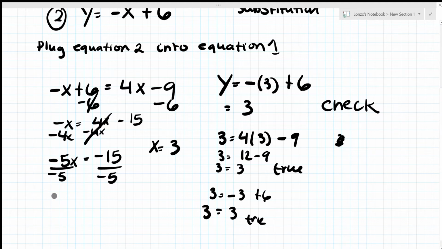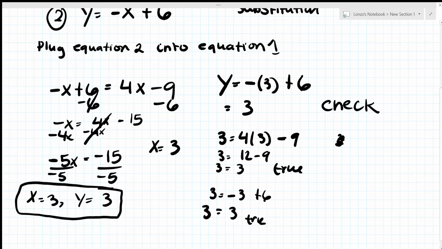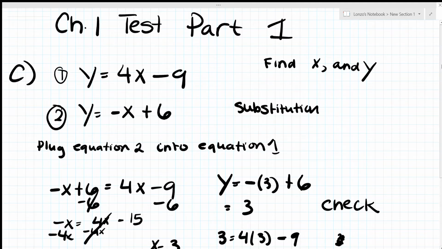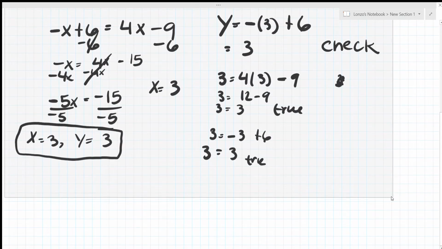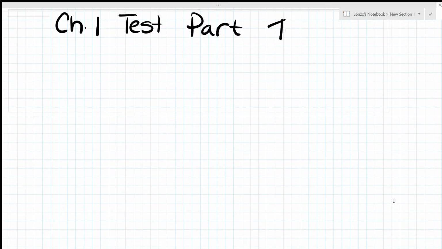So we can say that x equals 3, and then y equals 3. That is my final answer. Yeah. This is called substitution, not elimination. That was C. Let's do D.